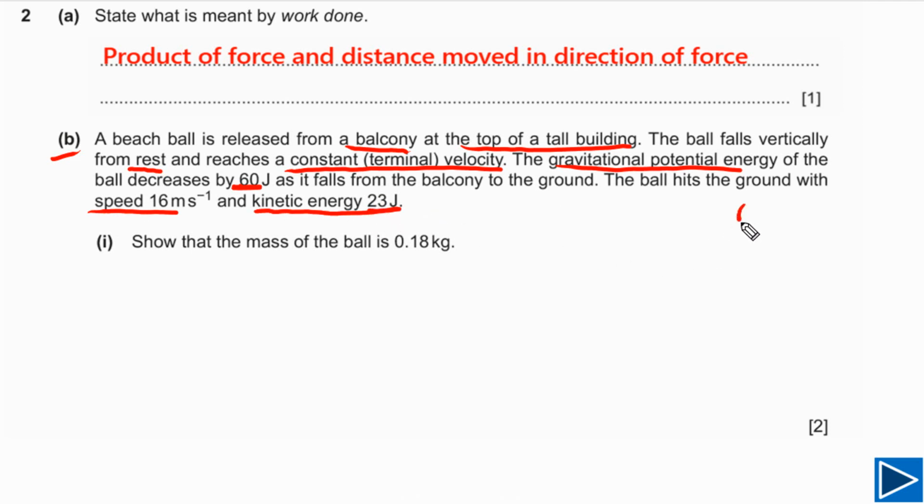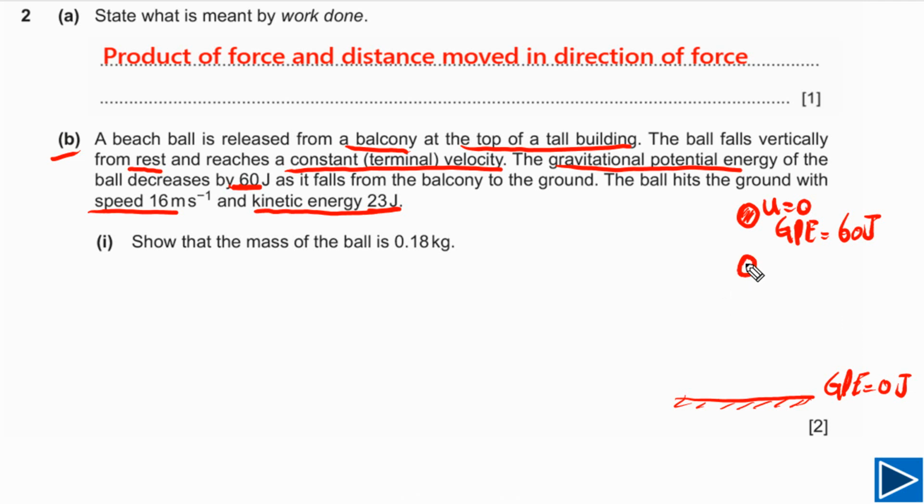First of all, let's sketch this problem so you can see the clear picture of what is happening. It is given to us that the initial velocity of the ball is 0, so we can simply write down u is equal to 0. It is also given that the gravitational potential energy of the ball decreases by 60 joules. If we take gravitational potential energy of the ball at this point to be 0 joules, then the initial value of gravitational potential energy is equal to 60 joules.